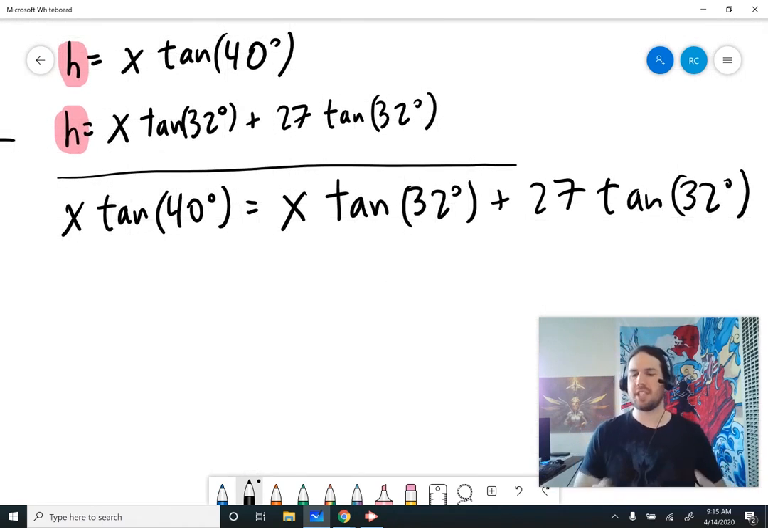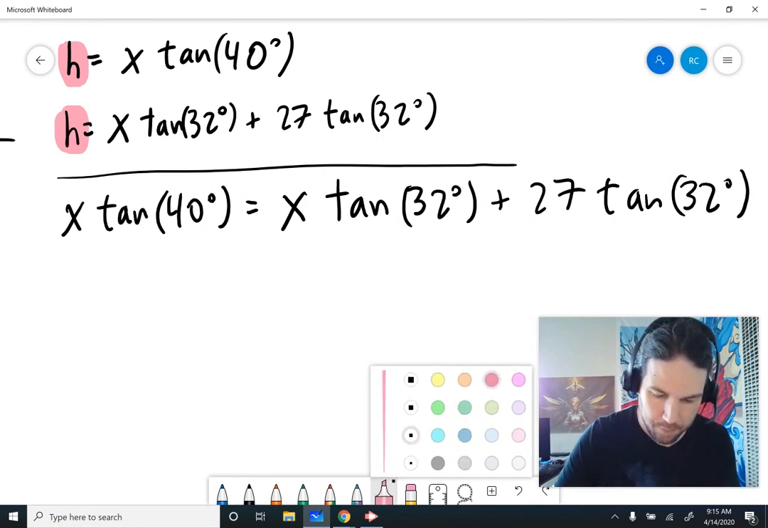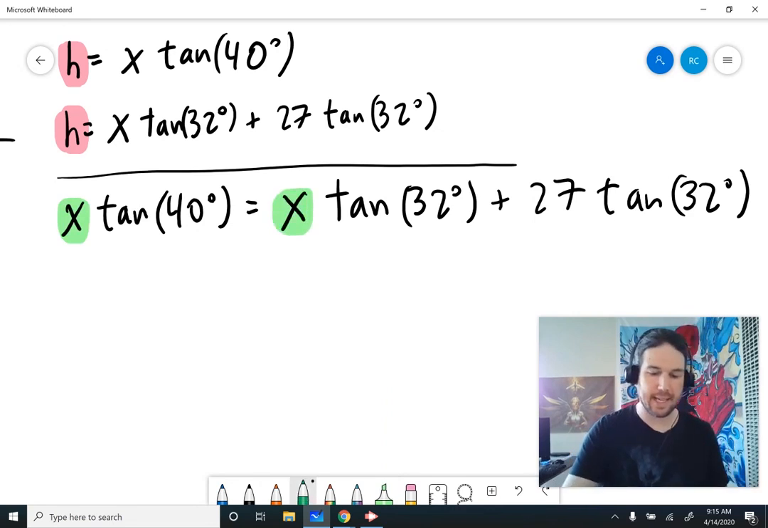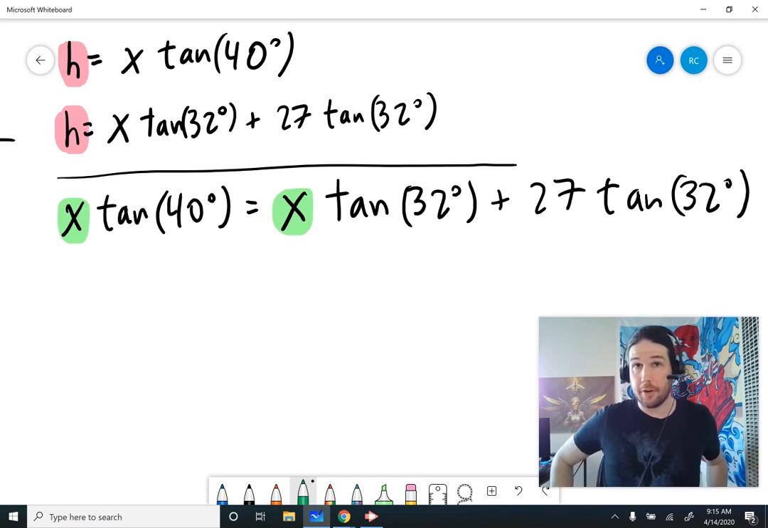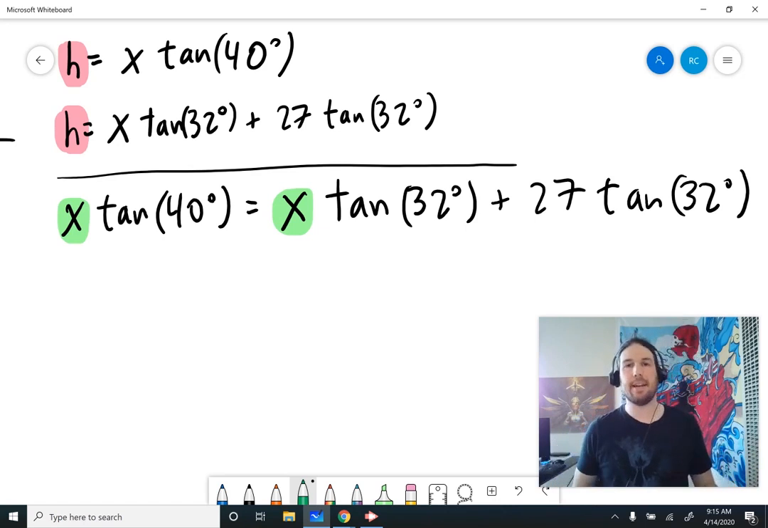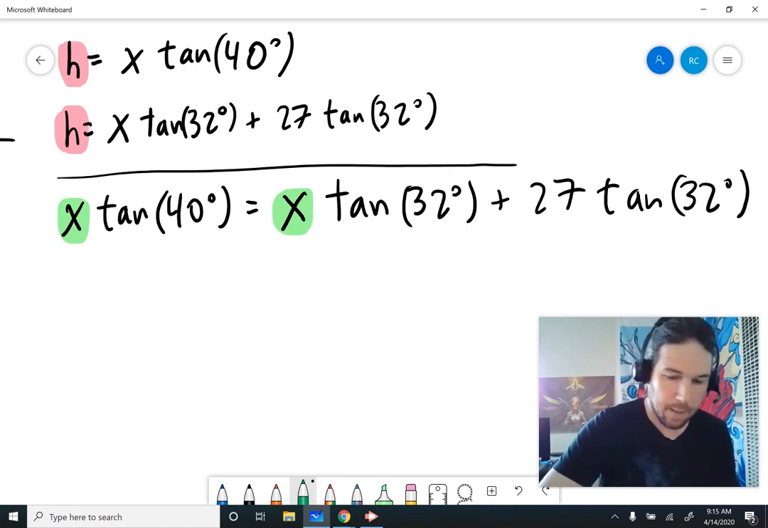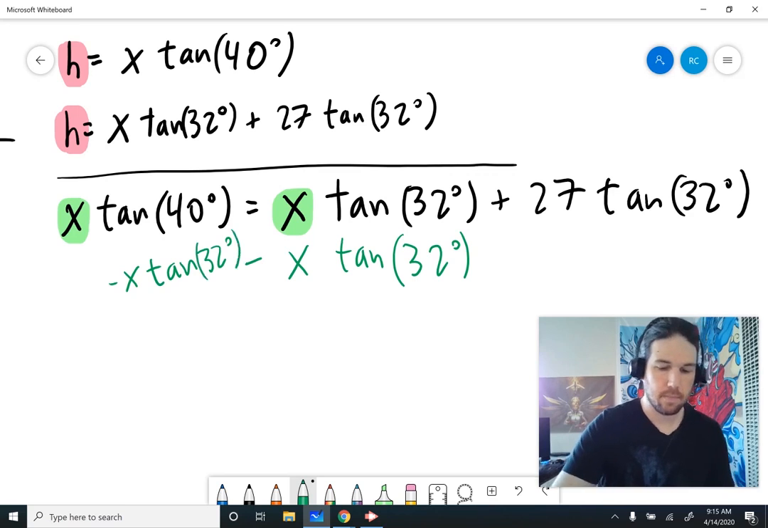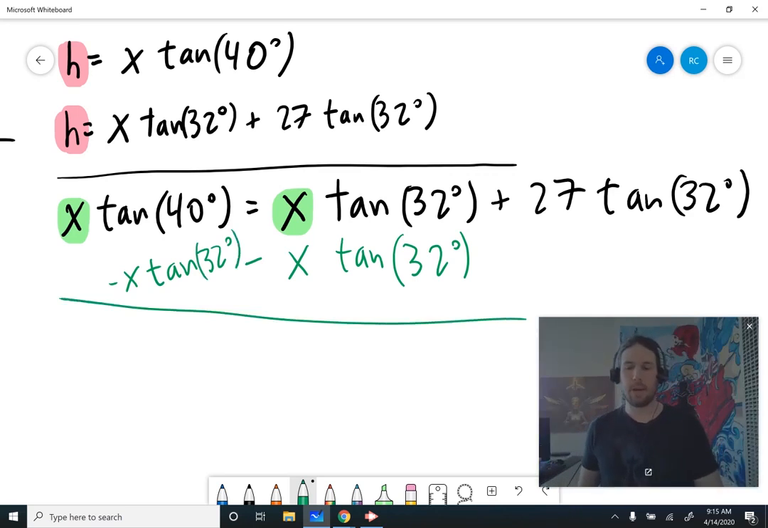Now, solving for x here seems like it's really, really difficult, but it's not. You see how I have an x here and I have an x here? I want to get those x's on the same side of the equal sign. Okay. Now we're going back to algebra here. At this point, this is kind of integrated math 1 stuff, but it's a complicated application. So stay with me. I'm going to subtract x times tangent of 32 degrees from both sides.